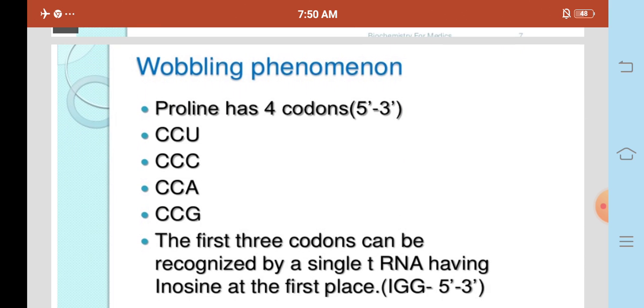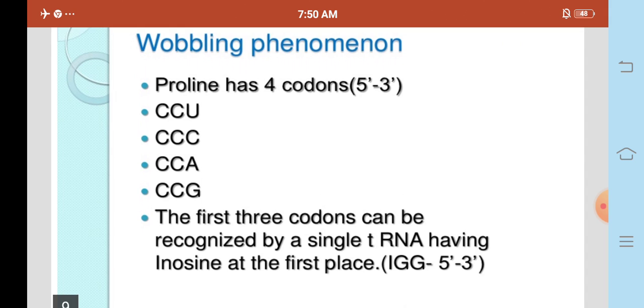Wobble phenomenon. Proline has 4 codons: CCU, CCC, CCA and CCG. The first 3 codons can be recognized by a single tRNA having inosine at the first place, IGG, 5' to 3'.